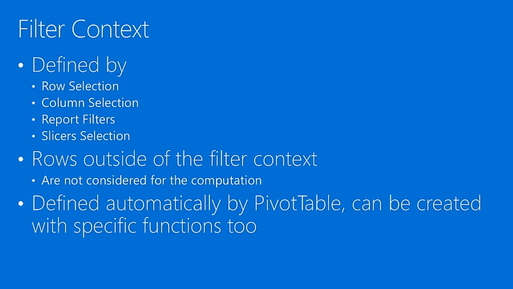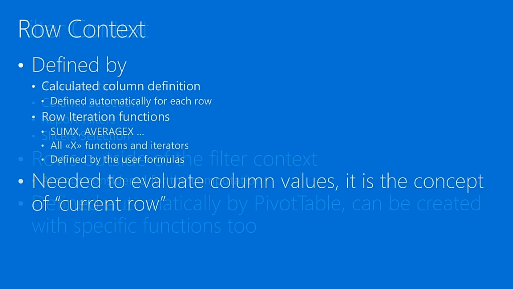And it's defined automatically. When you create a pivot table, the user, or you, if you are the user of your model, simply generates the pivot table and generates filter context in this way. Of course, you can generate it too by using specific DAX functions, and we will learn them during the course of the day. But that is the first kind of context.